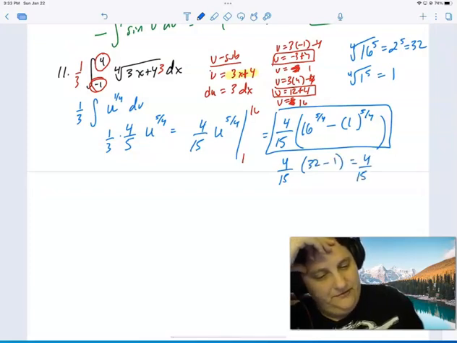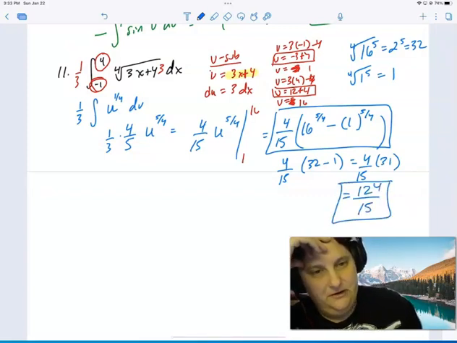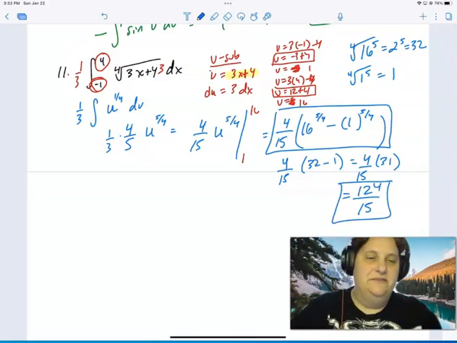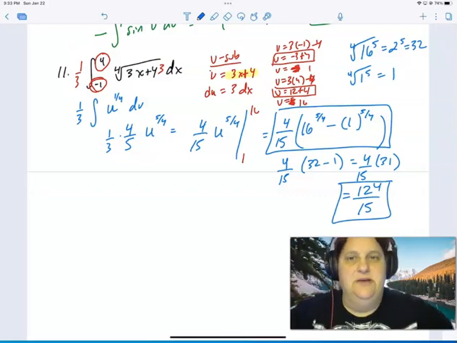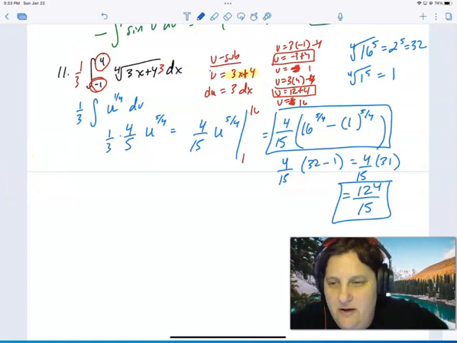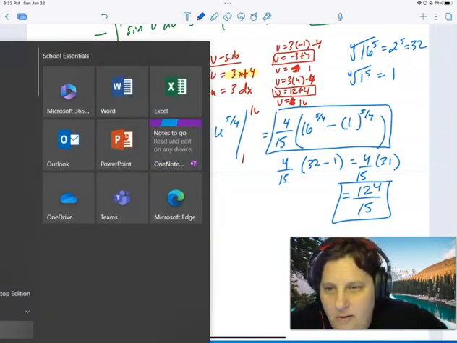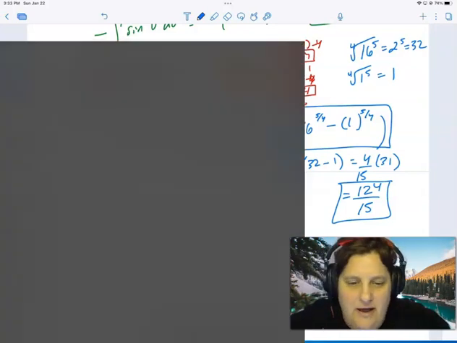So that's 4 over 15 times 31. So that's 124 over 15. Okay? So if it was multiple choice, you'd have to go to that step. Now let's see how awesome I am and if I can get this on my calculator.